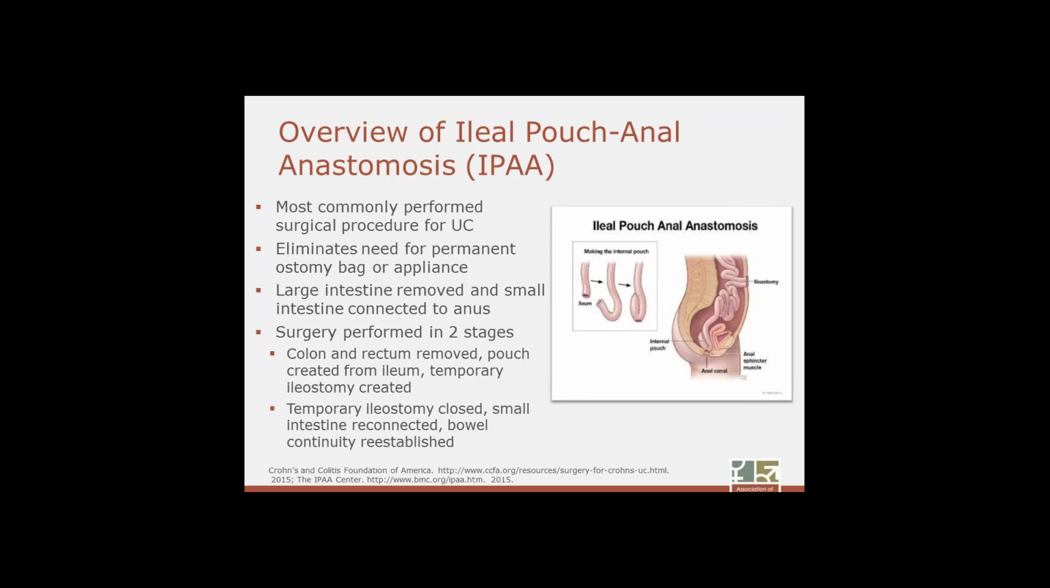During the IPAA surgery, the patient's large intestine is removed, and the small intestine is then connected to the anus. The last few inches of the small intestine are used to create an internal pouch which serves the function of the rectum. So this preserves the anus and creates a new storage place for stool. And so patients are able to maintain control over their bowel habits.